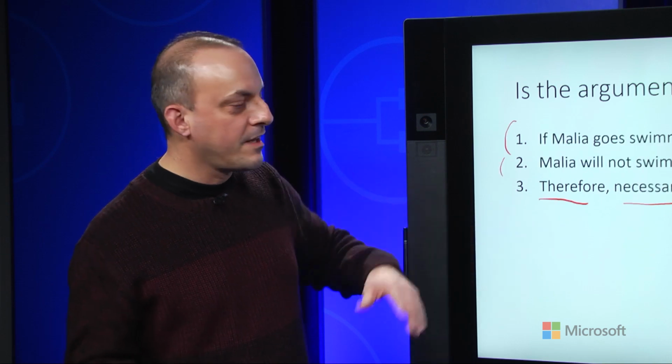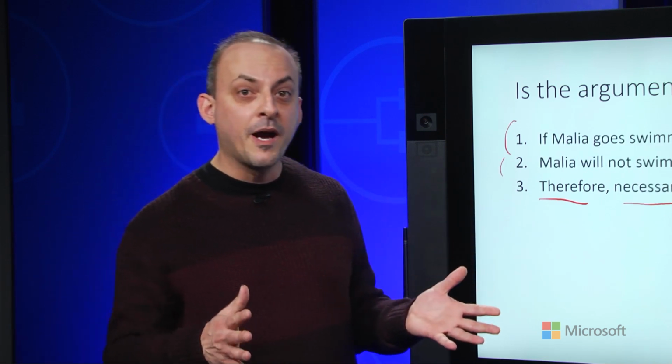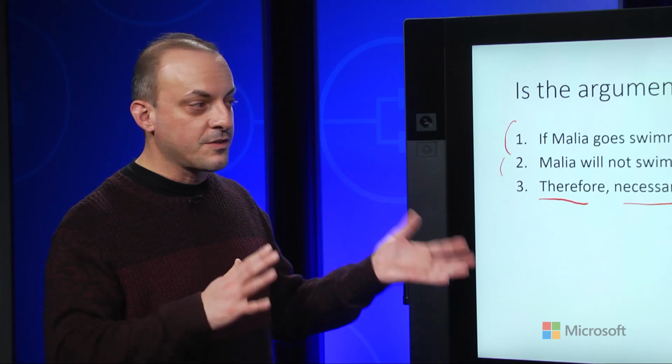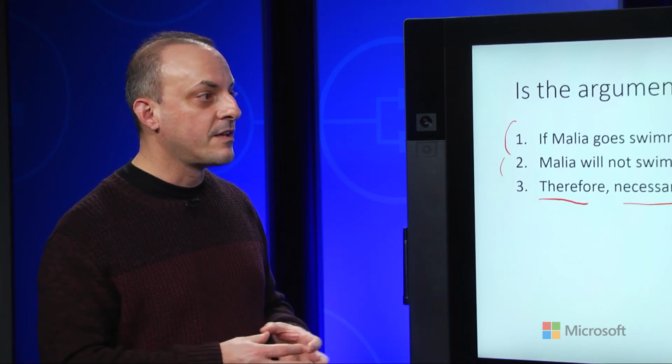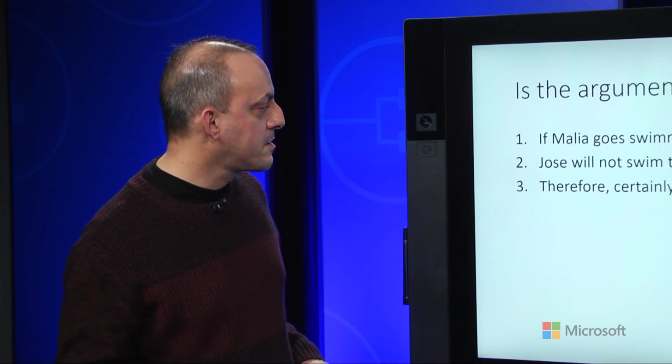And the change is very small. It's a very minor change, but see if you can do it, and then once you can get to that point, you'll start to see the difference between valid and invalid in terms of the structure. Let's look at the next argument.